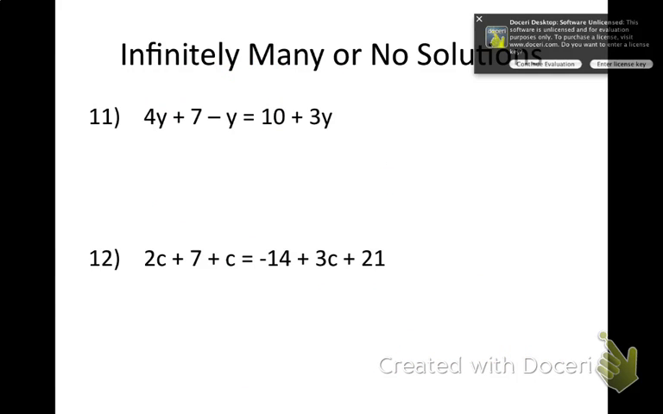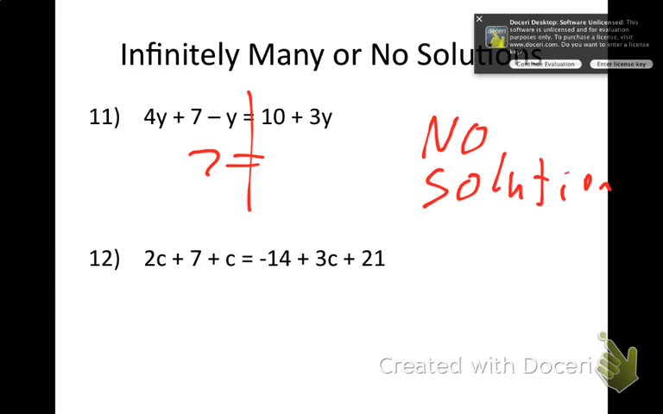All right, try these two on your own here. All right, Reagan, what do you think about number 11? Yeah, the answer there is no solution. Nice job. No matter which way you work it, you can get an answer like 7 equals 10, and that does not work out.